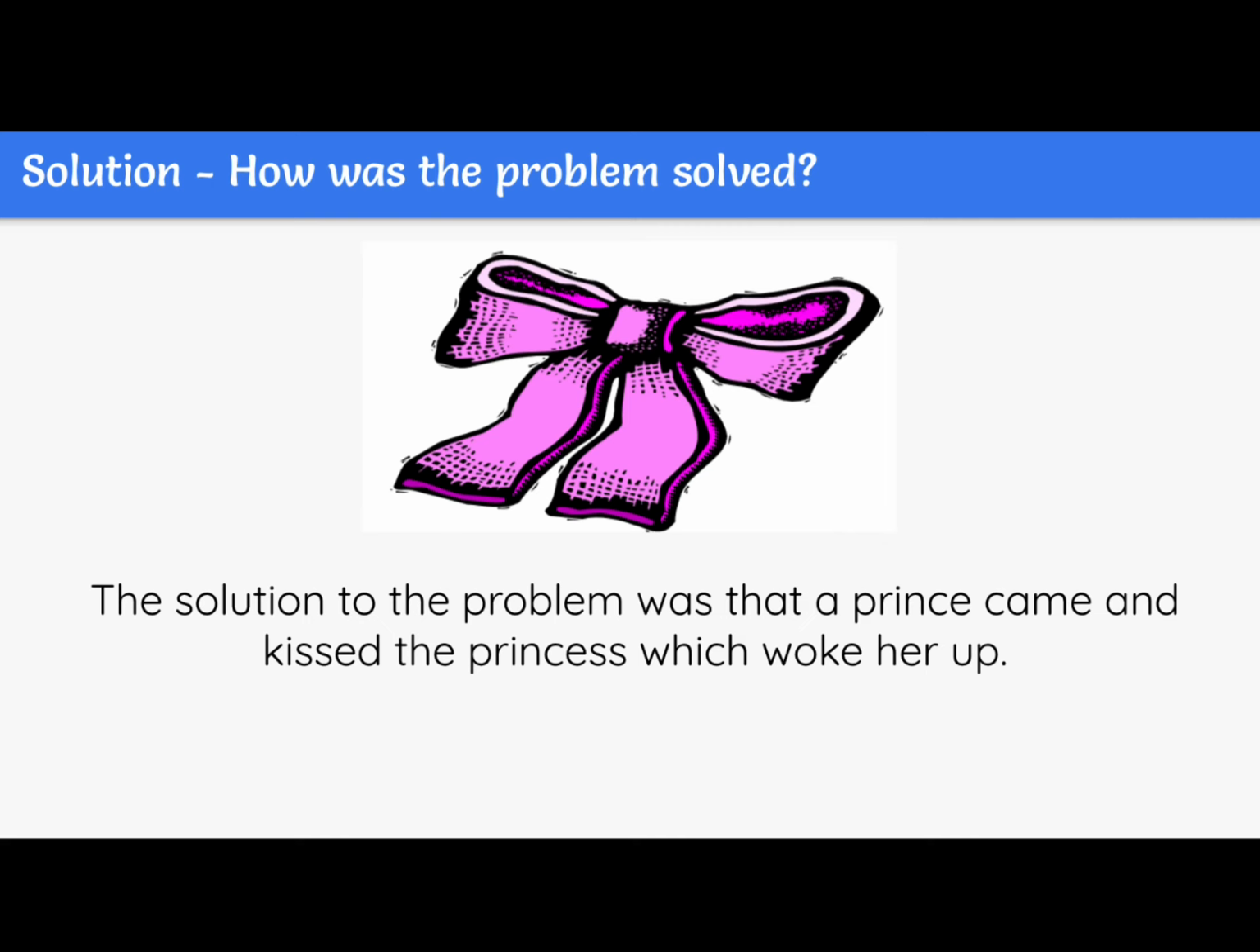We wouldn't be finishing our retell if we didn't talk about the solution. The solution is how the problem was solved. If you remember, the problem in Sleeping Beauty was that she got cursed. The solution to the problem, the way they fixed the problem in the book, was that a prince came and kissed the princess, which woke her up.